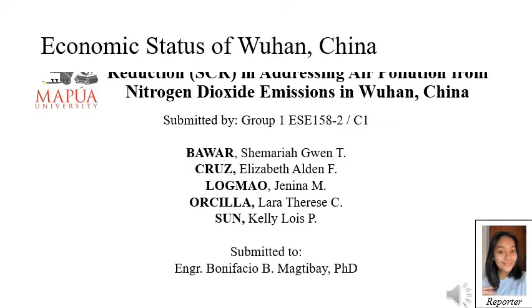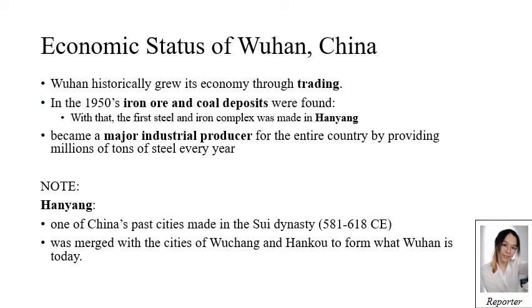As for Wuhan's economic status, it historically grew its economy through trading. In the 1950s, iron ore and coal deposits were found, and with that, the first steel and iron complex was made in Hanyang. Note that Hanyang was one of China's past cities made in the Sui dynasty, and it was merged with the cities of Wuchang and Hankou to form what Wuhan is today.